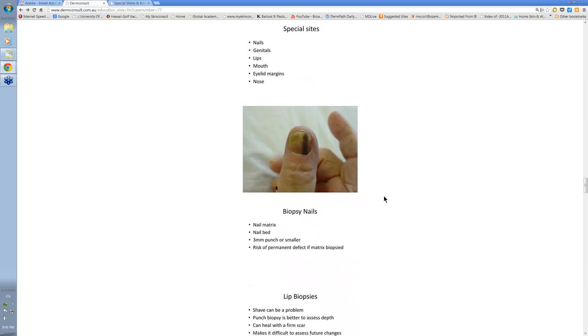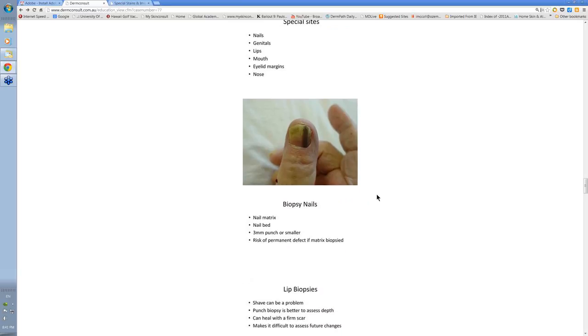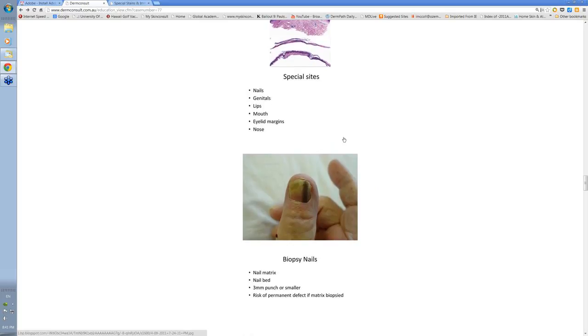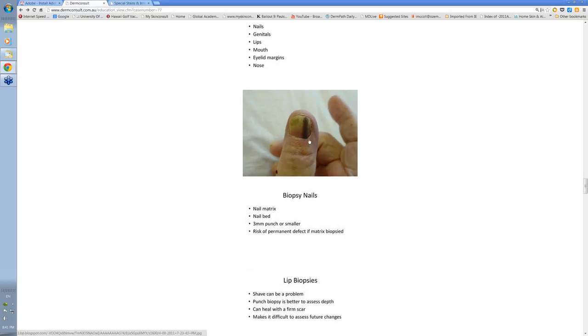Down in this area here, you also have biopsies of special sites. In this one here with biopsies of the nail, I think we've said that normally if you get a pigmented streak like this, it means that the pathology is somewhere here in the nail matrix. Previously, we've said in those circumstances that you do a punch biopsy here, 3 millimeters or less, because more than that and you'll get a distorted nail.